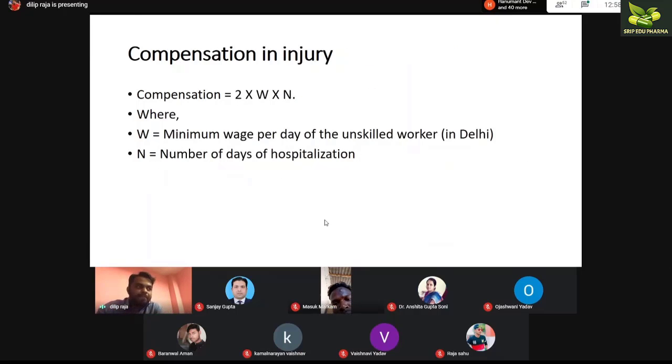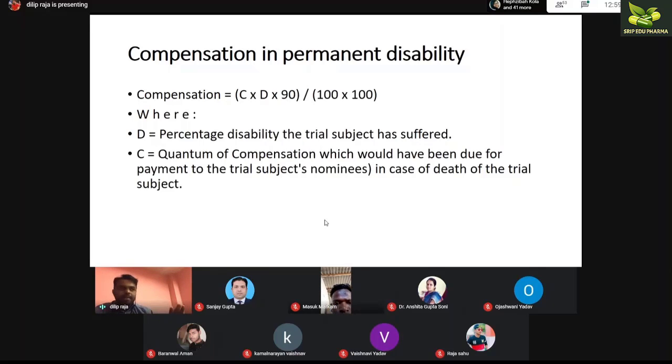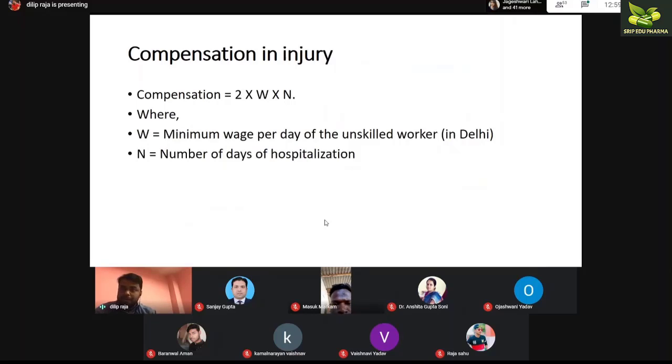And if it is an injury, the compensation is the minimum wage per day of an unskilled worker in Delhi multiplied by the number of days of hospitalization into 2. This is the compensation in injury. So these are all the compensation calculations for death, permanent disability, as well as injury.